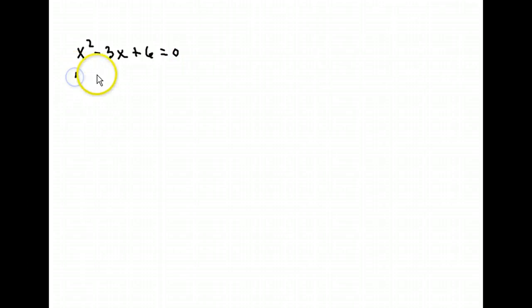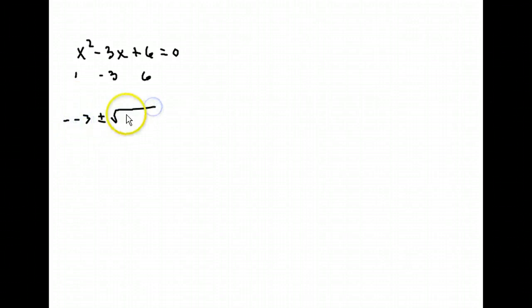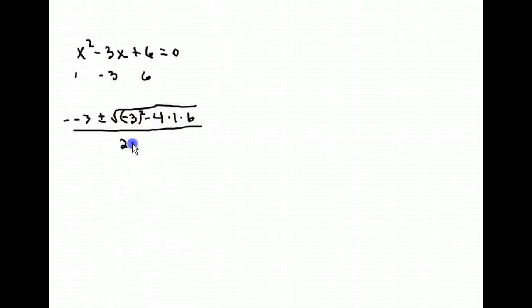Let's say we're given x squared minus 3x plus 6 equal to 0. So we know that our a is 1, our b is negative 3, and our c is 6. So plugging it into the quadratic formula, we have a minus minus 3 plus or minus the square root of negative 3 squared minus 4 times a times c, divided by 2 times a. So that comes out to positive 3 plus or minus square root of 9 minus 24, all divided by 2.